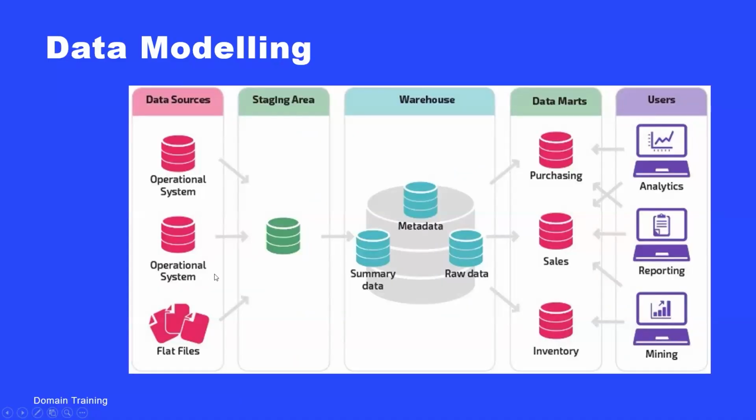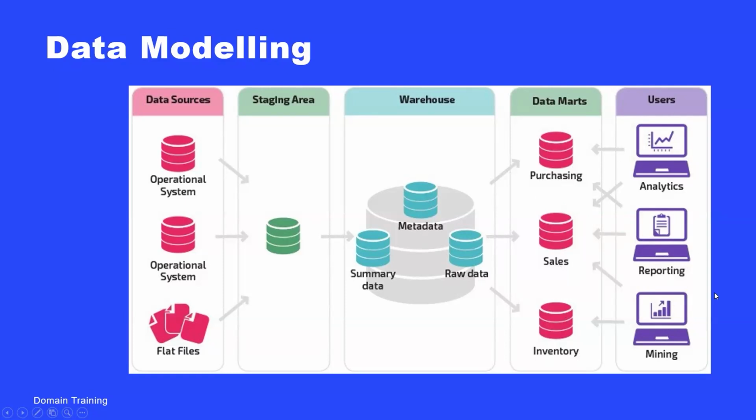Data sources come from operational systems or flat files, going to the staging area. And this is where you host the temporary data. Then you build the warehouse, right? These three tables that you see are called data marts. In a data warehouse there are multiple tables, and then you have individual data marts, right? For purchasing, for sales, and inventory. Specific for each use case. A data mart is for a specific use case, okay?